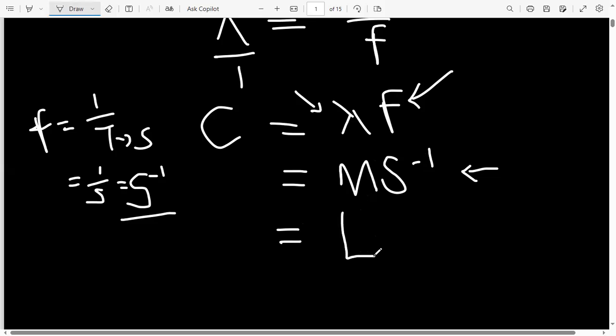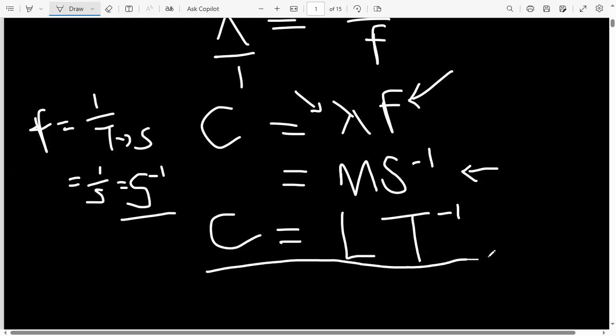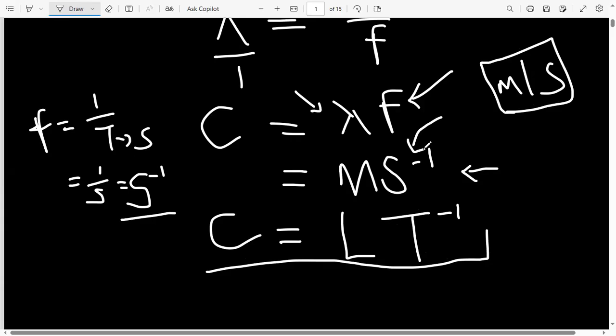So length, its dimension is what? We said it's L. And then this is the time. Its dimension is what? T. And then you're just going to add that power -1. So the dimensions for this speed of light are just length multiplied by time to the power -1. And it's true because we know that speed is measured in meters per what? Per second. So this meters per second is what we had here. And then we're just replacing its dimension.